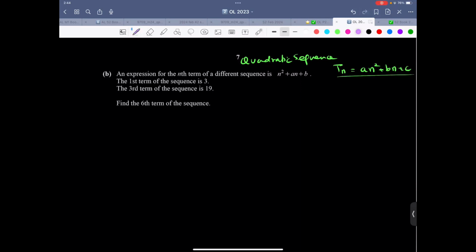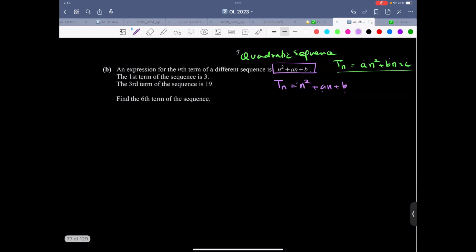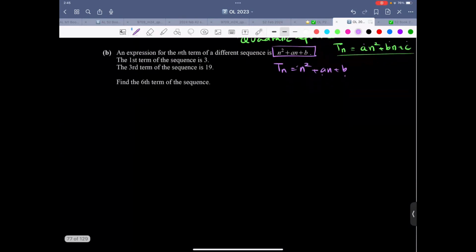But over here, they have written this in a different style: Tn is n squared plus an plus b. So it doesn't make a difference. Instead of a, they have written 1, instead of b, they have written a, instead of c, they have written b. The logic is the same. But now they are making you work it out. They are saying the first term of the sequence is 3.